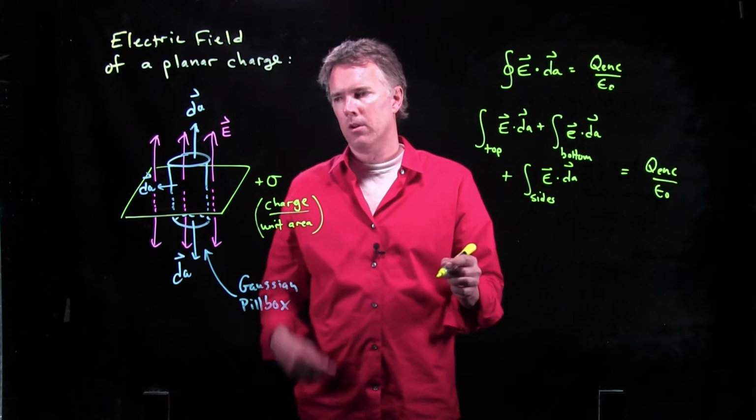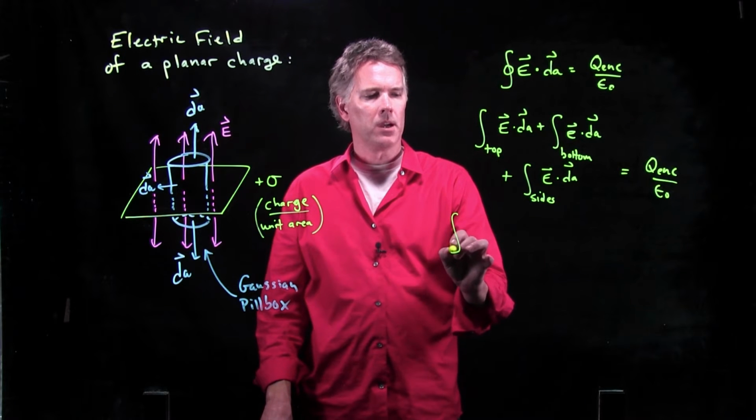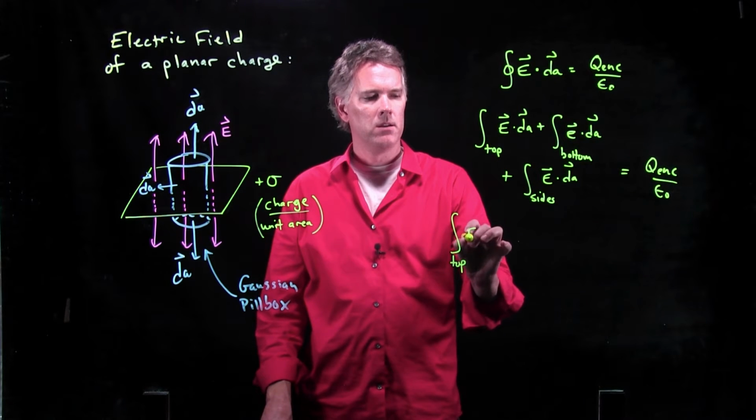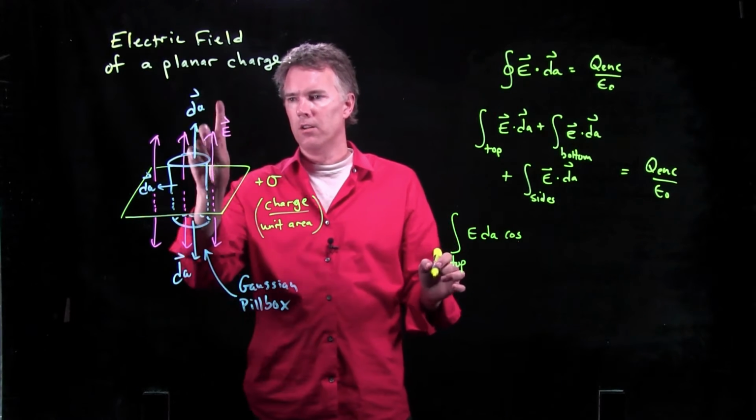What is the integral over the top? Well, the integral over the top becomes E times dA times cosine of 0 degrees.